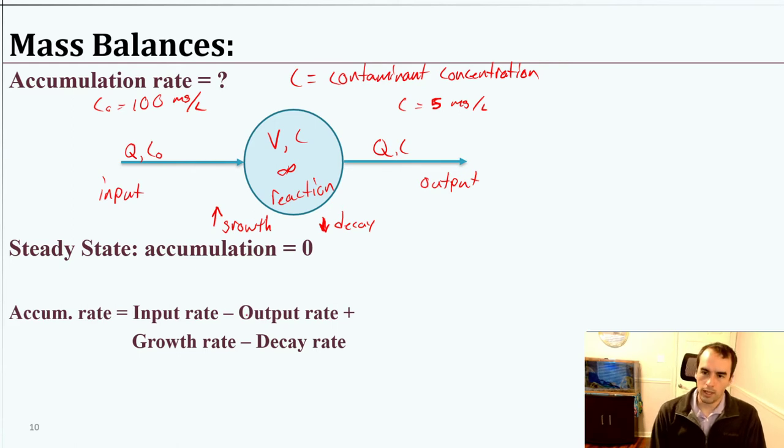Now, sometimes we'll have different inputs, right? We might have 2, 3, or 4, however many inputs to the system that we need. It doesn't matter how many we use, it's just that we can have more than one. And those would all go into this particular step. If we have multiple outputs, same thing. Multiple reactions, that's fine. We can just put them in each of these places.